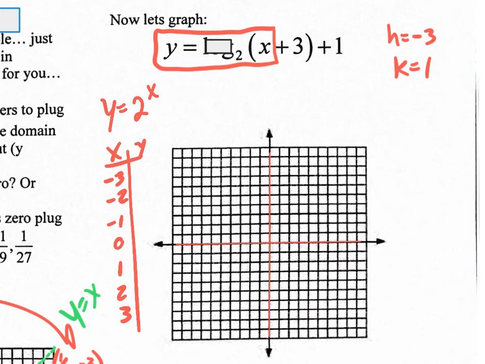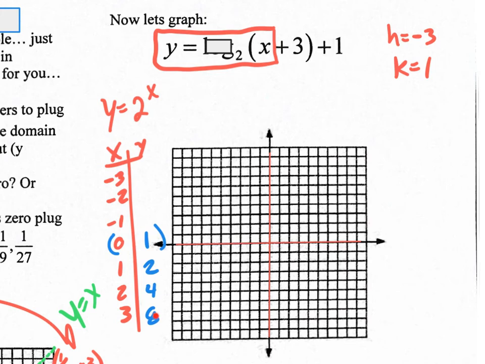Let's plug in the 0. It's the easiest one because anything to the 0 power is 1. So you get a 1 as your output. And then we're going to make it grow by that growth factor of 2. 1 times 2 is 2. Times 2 is 4. Times 2 is 8.